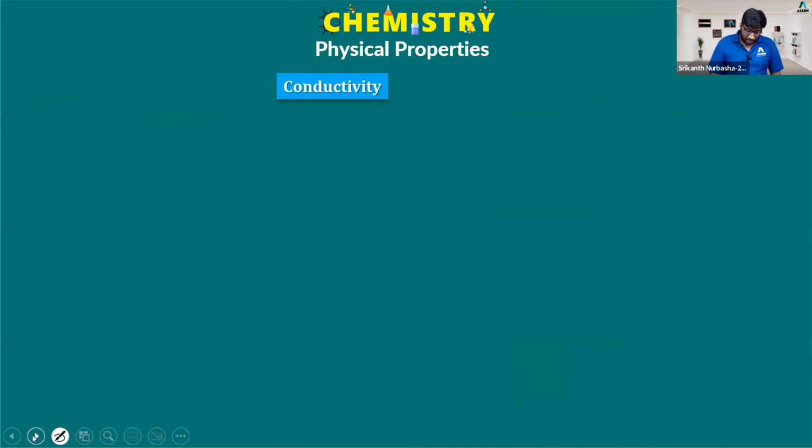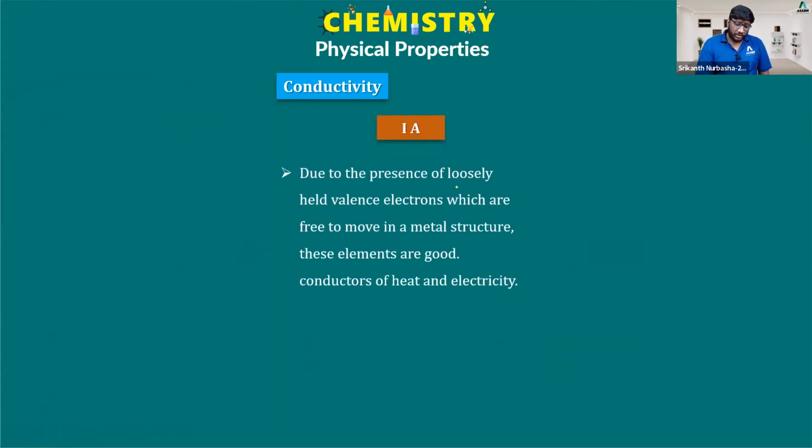Conductivity, you try to compare conductivity. 1A, due to presence of loosely held valence electrons, which are free to move in metal structure, these elements are good conductors of heat as well as electricity. If you look at the conductivity, 1A and 2A, is 2A also a conductor or not a conductor? Conductor. In 1A, due to the presence of loosely held valence electrons, they can move in the structure.